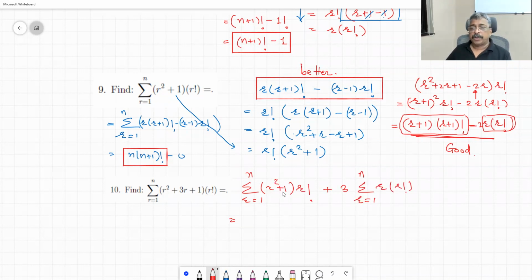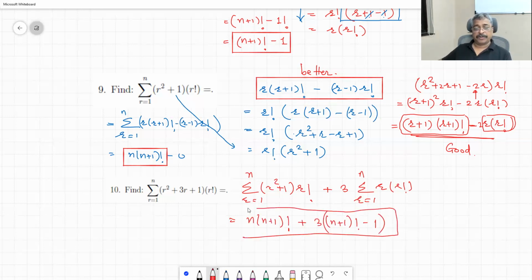So the r square plus 1 answer was, where is it? This one, no? Yes. This answer, n into (n plus 1) factorial, plus 3 times, what was the answer for that? (n plus 1) factorial minus 1 inside the bracket. So this is the answer. You do some simplification, eventually you will get the answer.